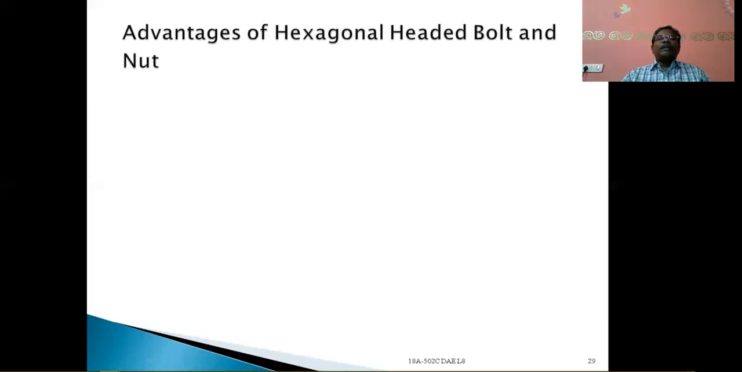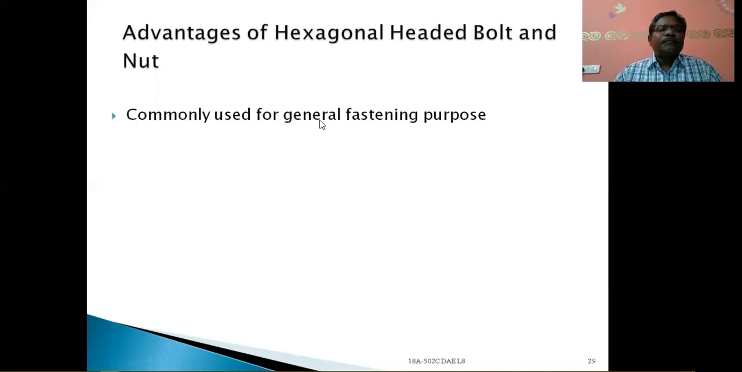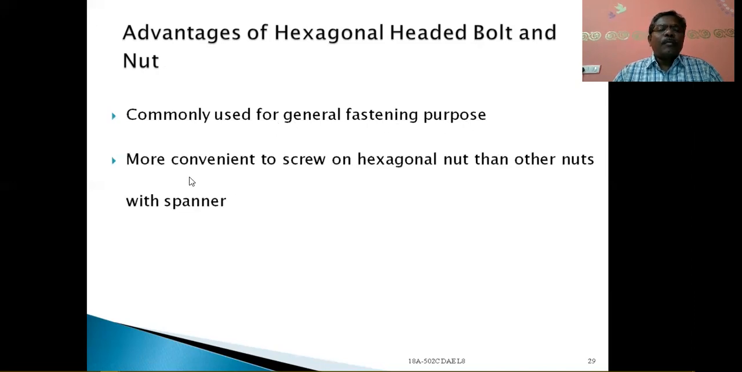Right? Now let us see. So far we completed some design proportions of hexagonal headed bolt and also nut, and also square headed bolt and square nut, and some more problems we completed. Now what are the advantages of a hexagonal headed bolt and nuts? Let us see. Commonly used for general fastening purpose and more convenient to screw on hexagonal nuts than other nuts with spanner. These are some advantages of hexagonal headed bolts and nuts.